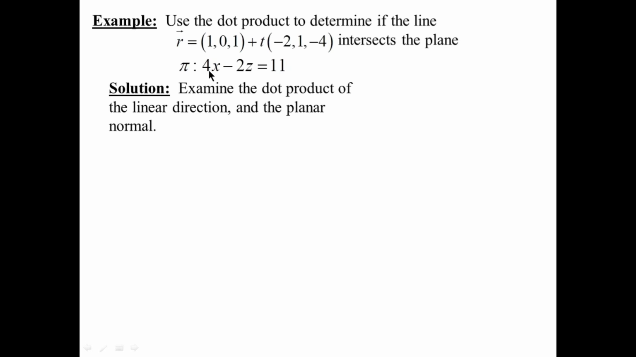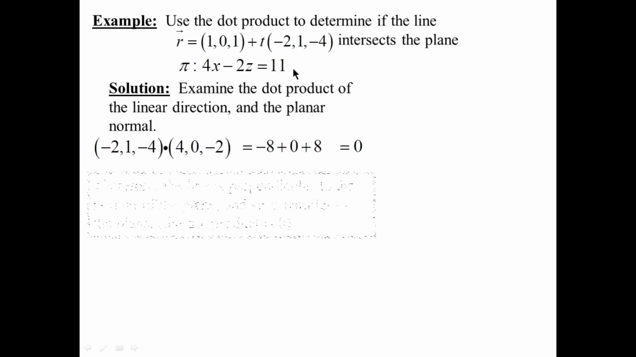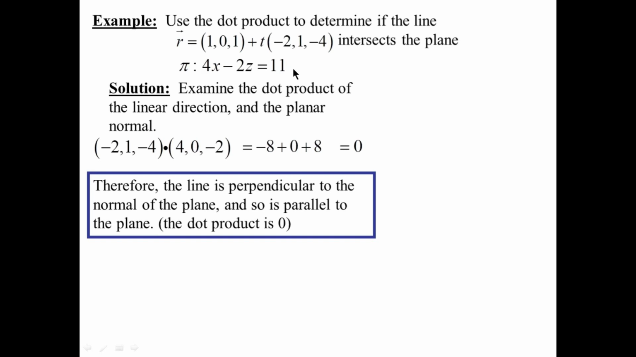Let's do this in the proper order. 4x plus 0y minus 2z minus 11 equals 0. So the normal here is 4, 0, minus 2. And we'll dot that with the direction of the line and see what we get. We get minus 8 plus 0 plus 8, which is 0. Okay. The line is perpendicular to the normal and so is parallel to the plane.